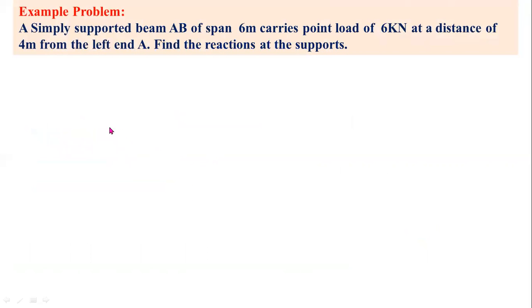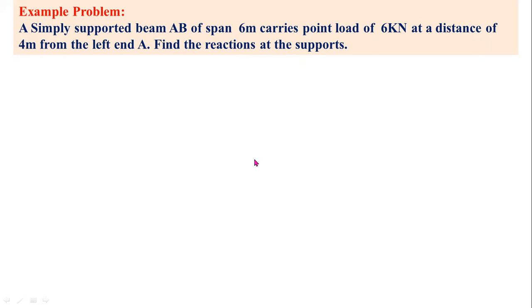Now this is the example problem. A simply supported beam AB of span 6 meters carries a point load of 6 kilonewtons at a distance of 4 meters from the left end A. Find the reactions at the supports. This is the given question. Here there is no diagram.